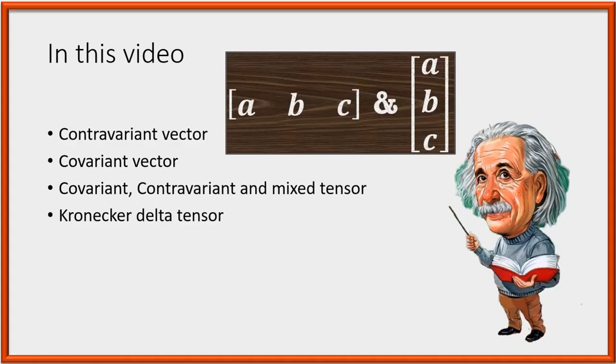In the previous video, we have learned about notations and conventions. In this video, we will learn about different types of vectors. Vectors are mainly classified as covariant, contravariant, mixed and invariant tensor. So in this video, we will look into the concept of contravariant vector, covariant vector. Then we will extend our discussion into contravariant, covariant and mixed tensor. And then we will look into the Kronecker delta tensor.